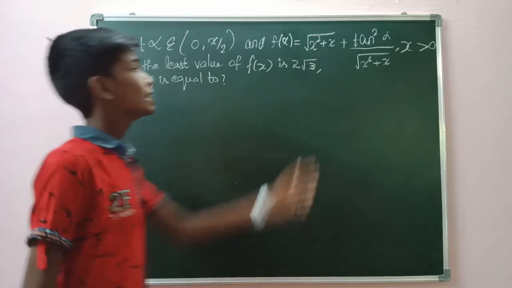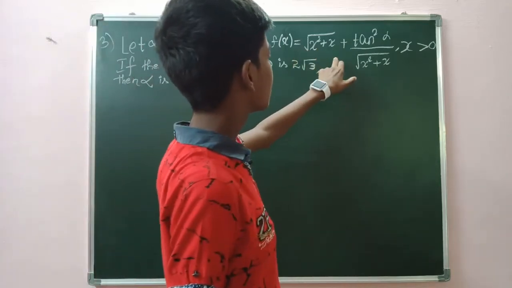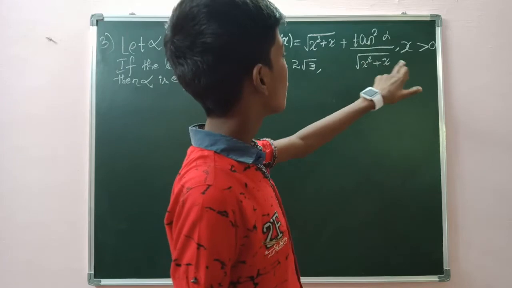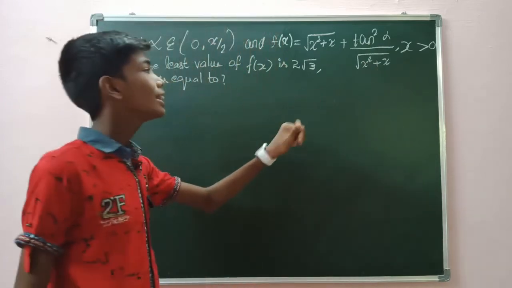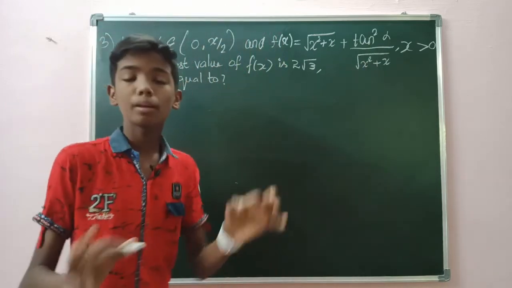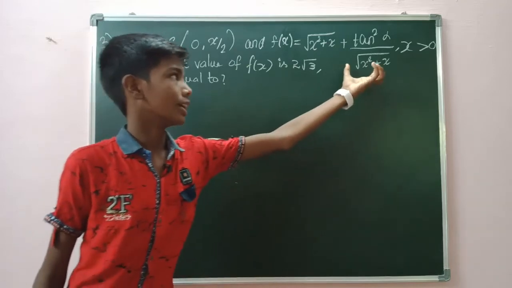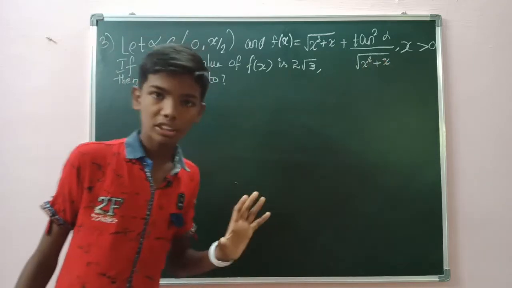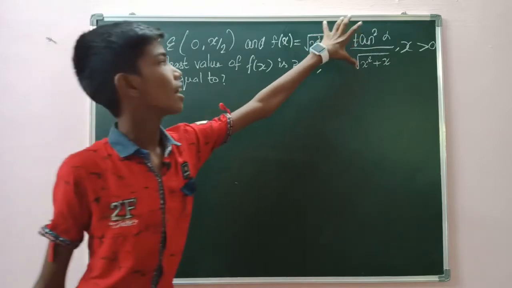Okay, and people, this is f(x) = √(x² + x) + tan²α/√(x² + x). Don't think that this √(x² + x) is a separate one. It is f(x) only. The denominator I am having is f(x) only. This whole expression is f(x).